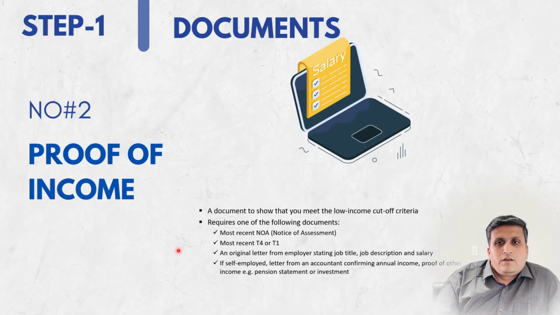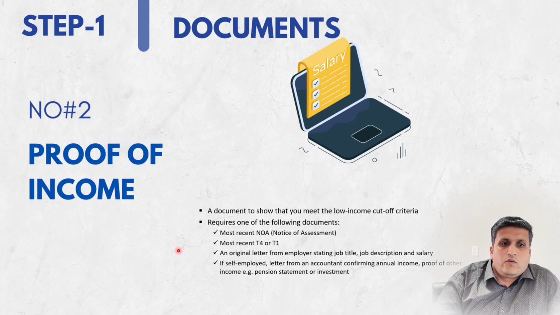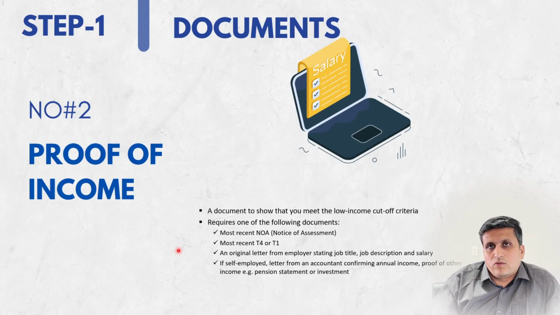The next document we will discuss is proof of income. This is more in line with the expectation that you meet the low income cutoff criteria. How can you prove that? In this, you can use your most recent NOA, and your most recent T4 or T1.